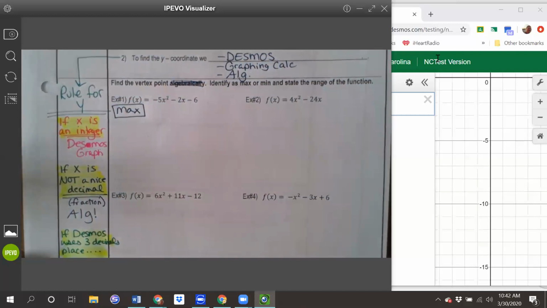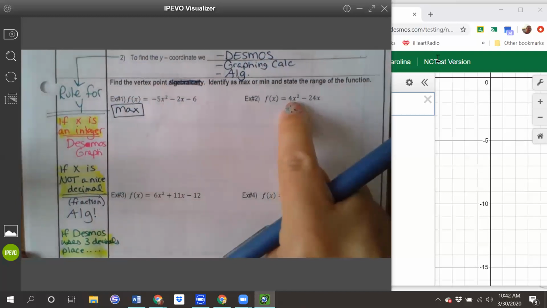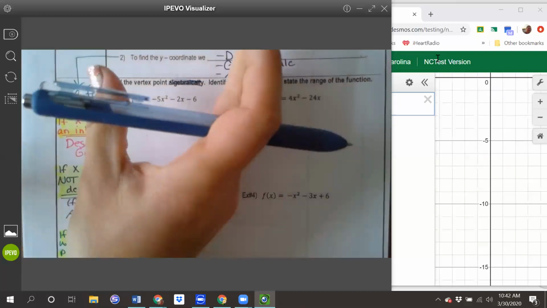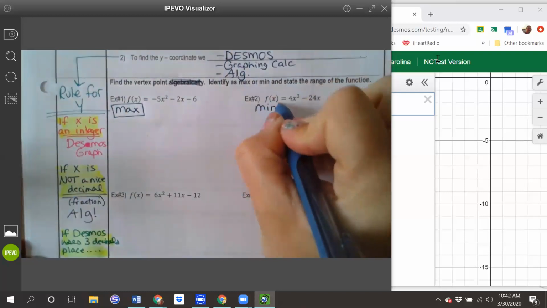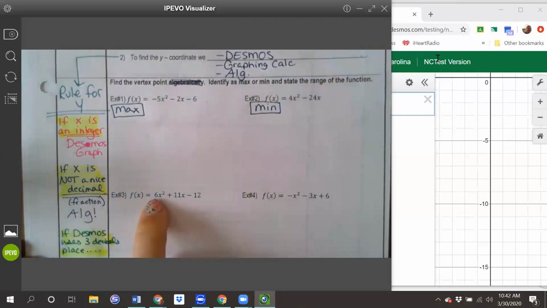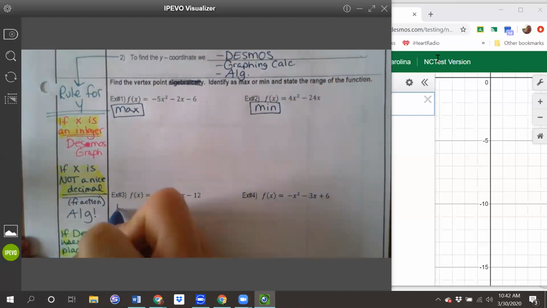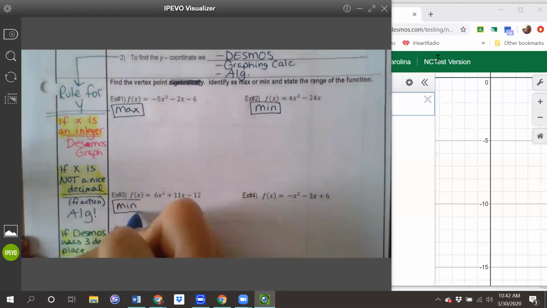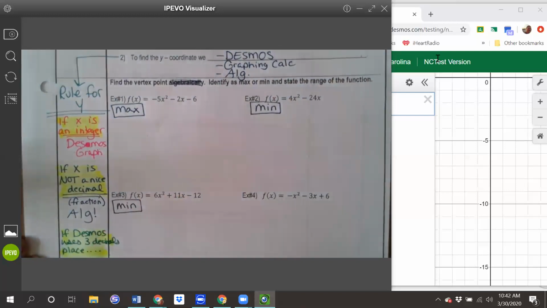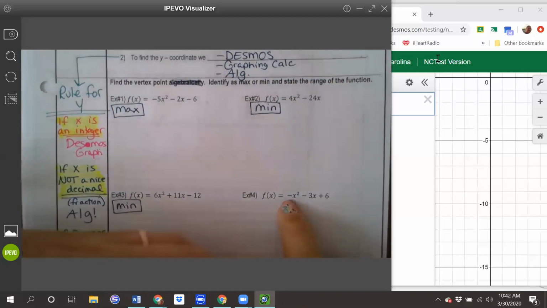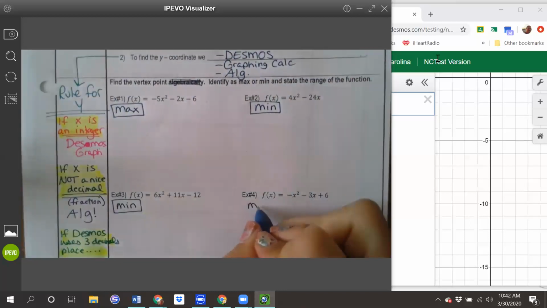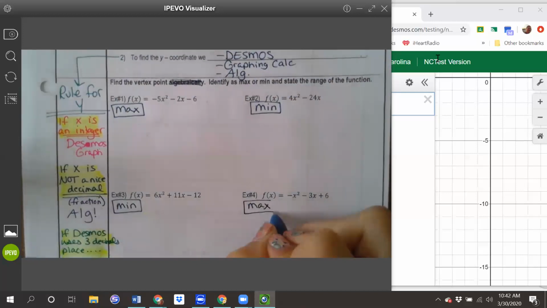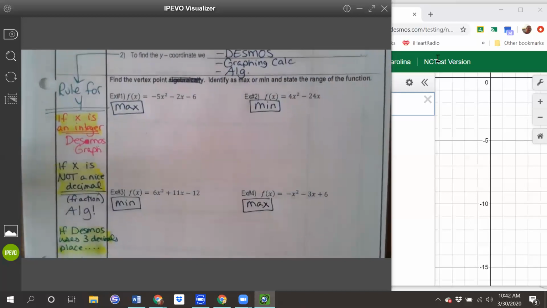Actually, I'm just going to do this to all of them. That's a positive. Positive means smile. Smile means minimum value. That's a positive. Positive means smile. Smile means minimum value. That's a negative. Negative means frown. Frown means maximum value. Okay, being super efficient today, right?